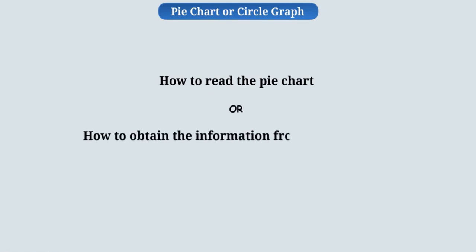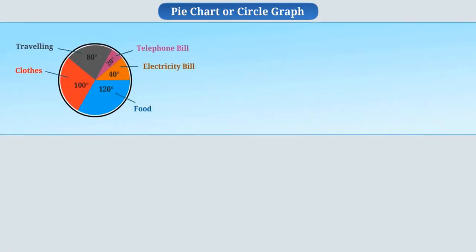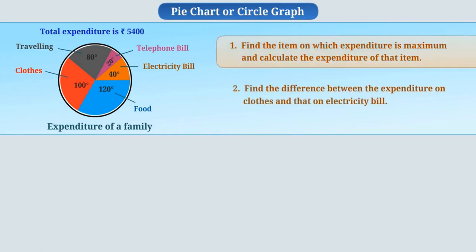Now, let's learn how to read the pie chart or how to obtain information from pie chart. For that, we will take one example. The pie chart given on the screen represents the expenditure of a family on various items in a month. The total expenditure is 5,400 rupees. Answer the following questions. Find the item on which expenditure is maximum and calculate the expenditure of that item.